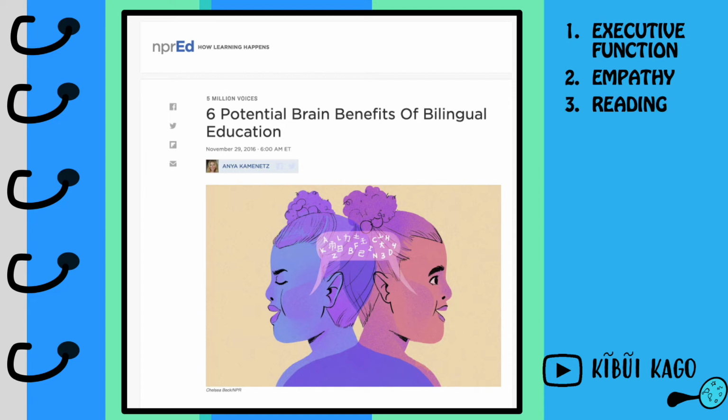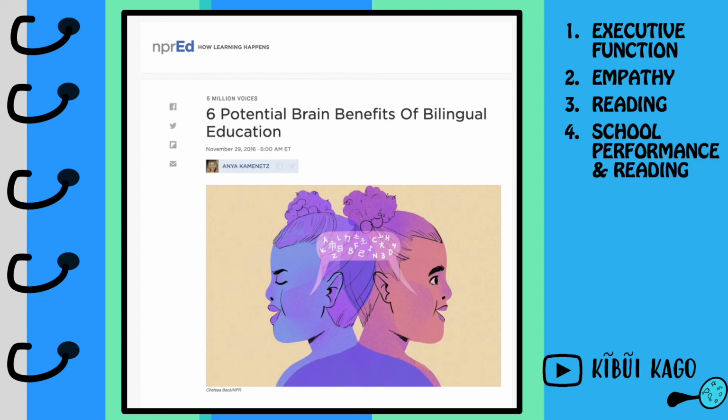Number 3 potential brain benefit is this idea of better reading. So in this article, the author cites a study where 10% of students in a public school or a set of public schools in Oregon were assigned to dual language classrooms that offered instruction in Spanish, Japanese, or Mandarin in addition to English. And so a professor then conducted a 4-year trial and found that these dual language students outperformed their peers in English reading skills.